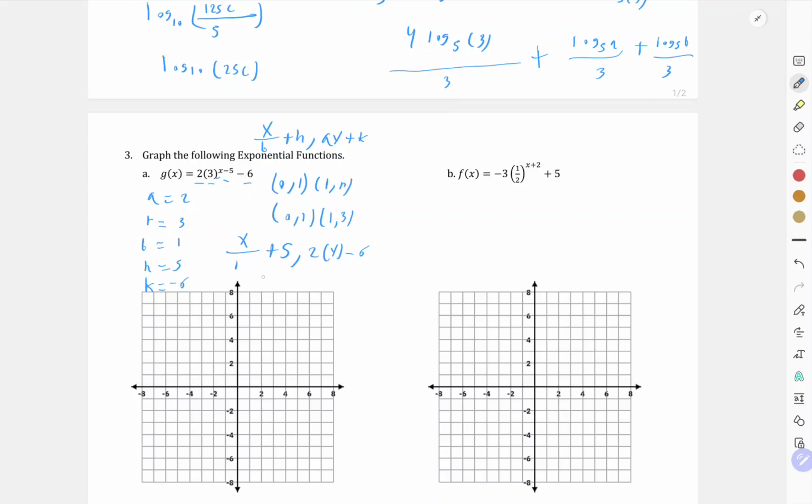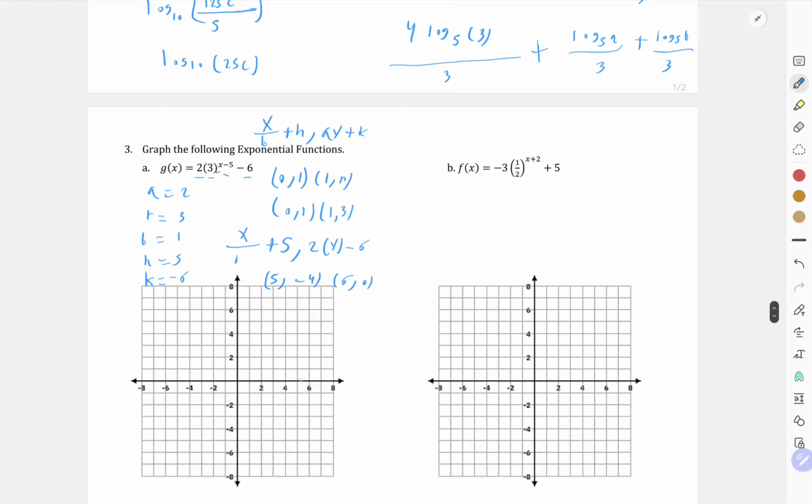So 0 goes into here, so that's just 0, and then 5, so it's 5. And then our next point is 1, so you plug in 1, and then it's 2, so 2 times 1 is 2, so it's just -4. Next point, 1 and 3, so 1, that's just 1, 1 plus 5 is 6, so 3 times 2 is 6, 6, 0. So we have our points, we have 5 and -4. And we have 6 and 0.